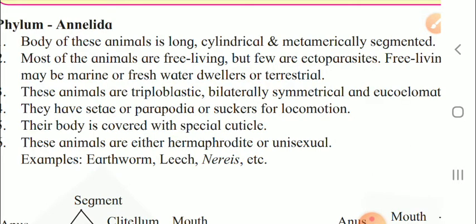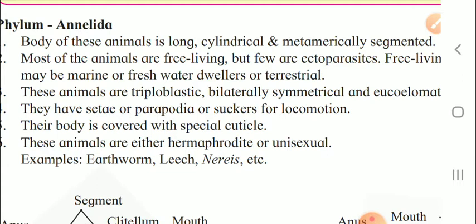Again we will start with the phylum Annelida. So we will see the characteristics of this phylum. First of all, children, the body of this animal is long, cylindrical and metamerically segmented.